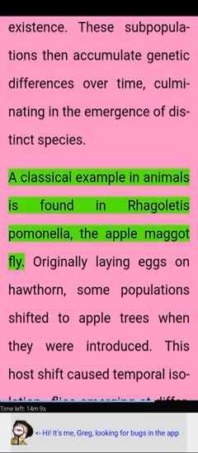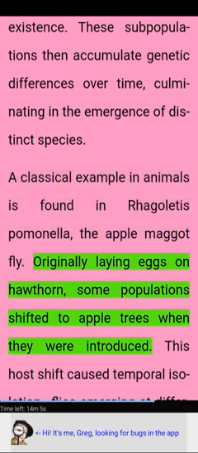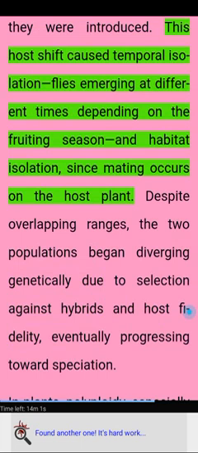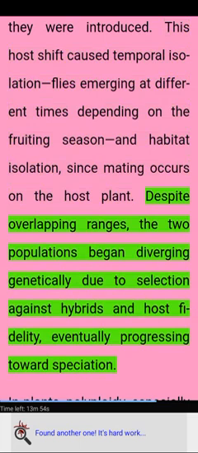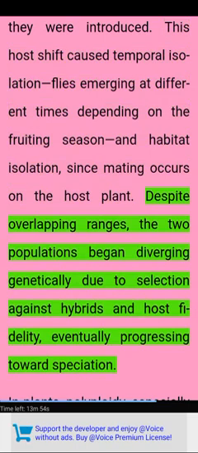A classical example in animals is found in Rhagoletis pomonella, the apple maggot fly. Originally laying eggs on hawthorn, some populations shifted to apple trees when they were introduced. This host shift caused temporal isolation, flies emerging at different times depending on the fruiting season, and habitat isolation, since mating occurs on the host plant. Despite overlapping ranges, the two populations began diverging genetically due to selection against hybrids and host fidelity, eventually progressing toward speciation.